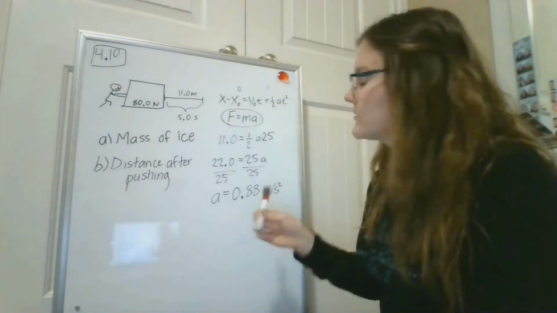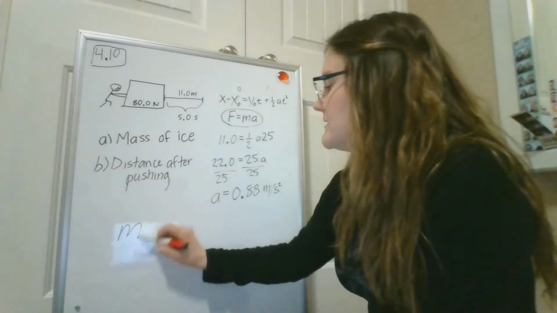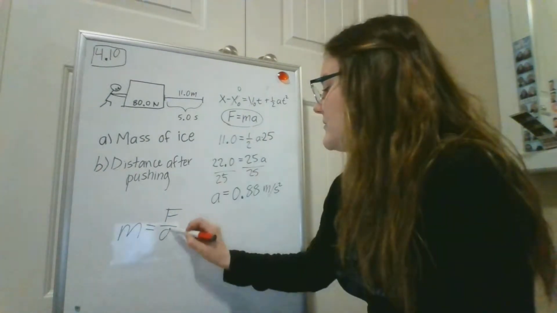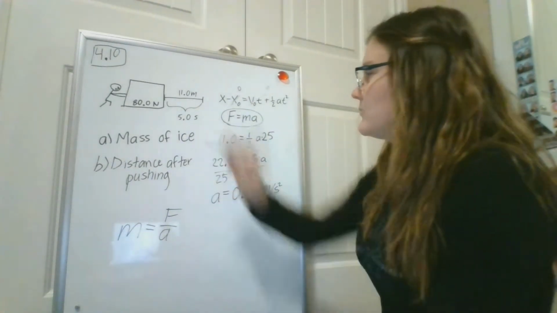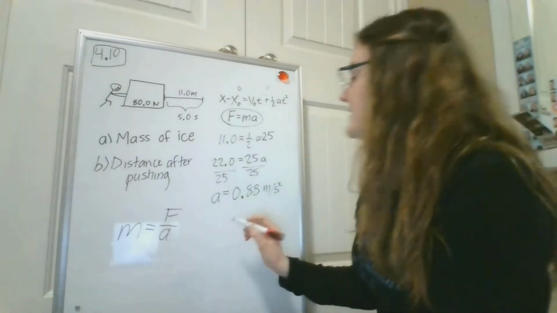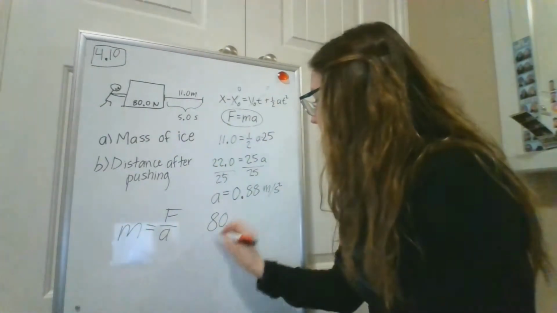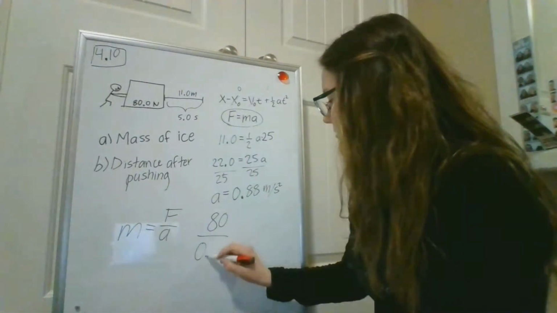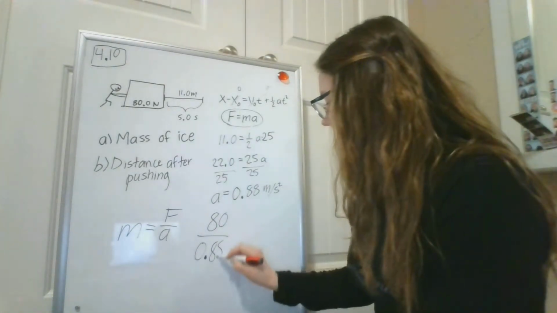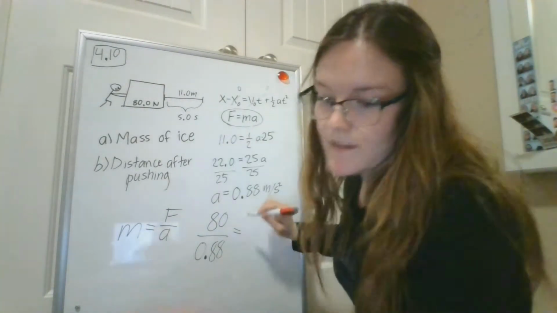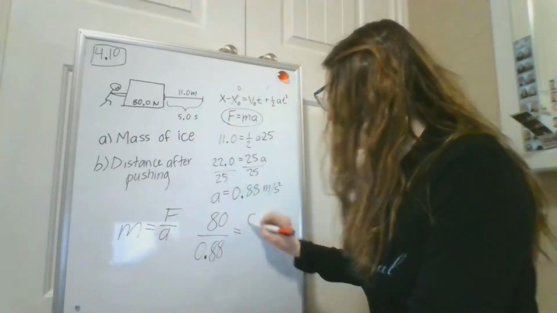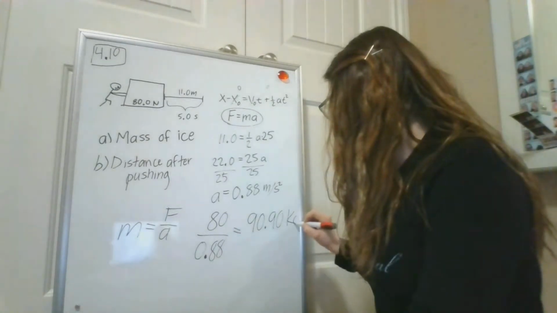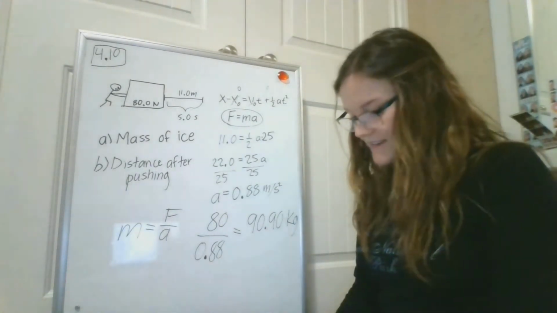So now that we have our acceleration, we can go ahead and use force equals mass times acceleration, but we're solving for mass. So what we're going to do instead is mass is equal to force divided by acceleration. And the force that was applied was 80 newtons by the guy who was pushing it. So that's going to be 80 divided by our acceleration, which we calculated to be 0.88. And that is equal to 90.90 kilograms. And that's the mass of the block of ice.